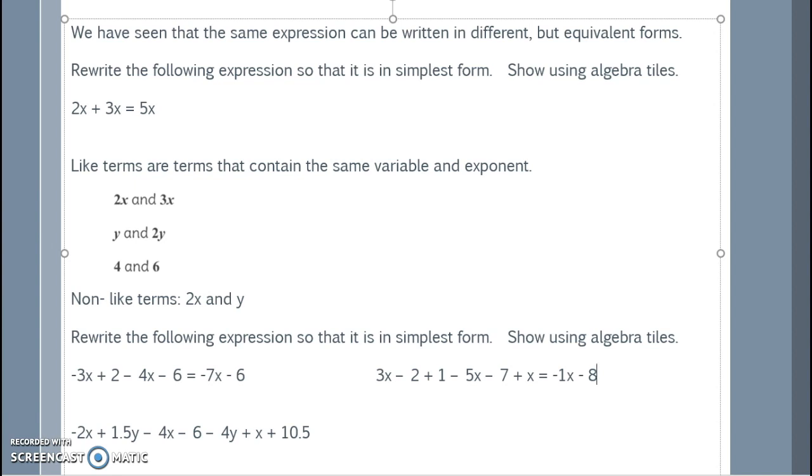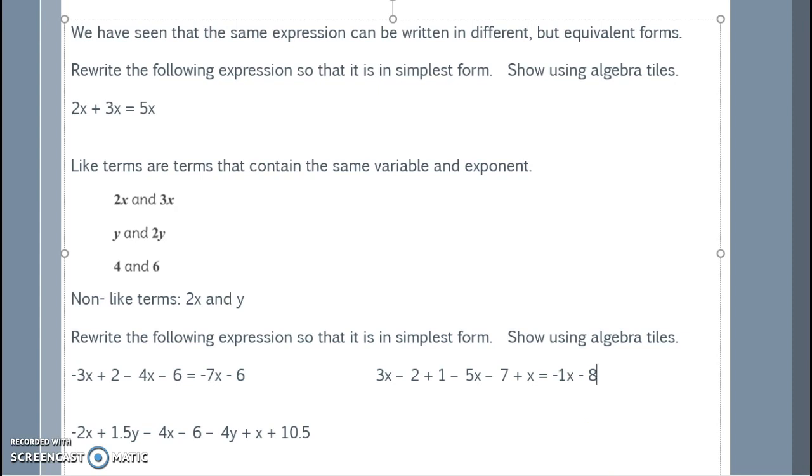Now this next one here: negative 2x plus 1 and 5/10 y minus 4x minus 6 minus 4y plus x plus 10 and 5/10. We have some decimals, and that's kind of where the algebra tiles start failing us. We don't have decimal forms of them.